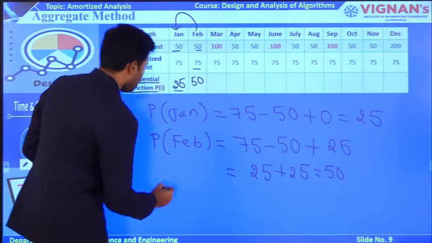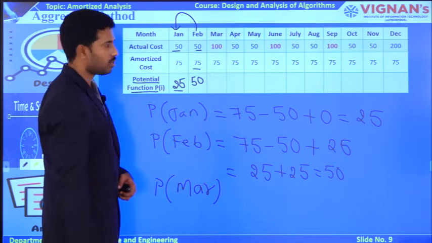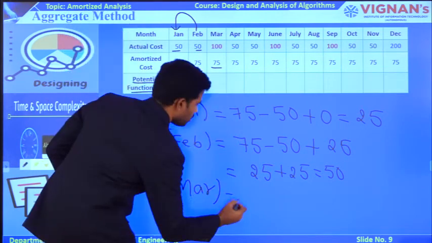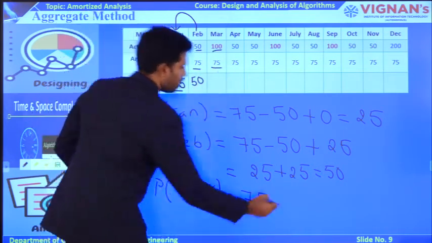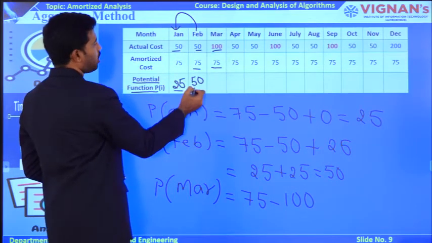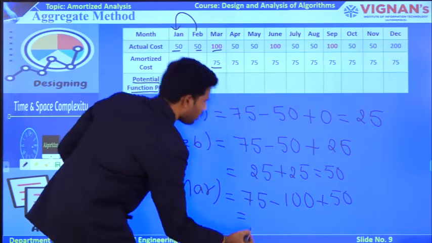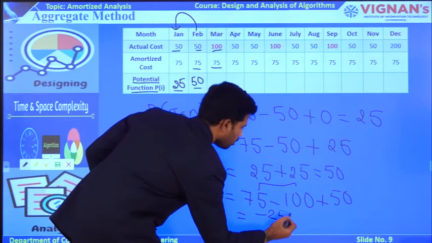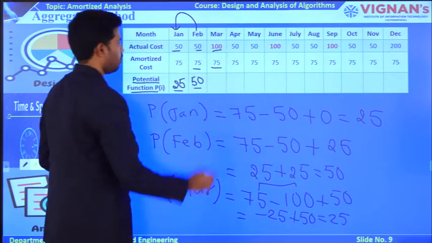Now let us apply the potential function for March. Likewise, you need to apply it for all the months. What is the amortized cost here? 75, minus the actual cost for March, 100. What is the previous potential value, for February? 50. So here 75 minus 100 plus 50, which gives plus 25.